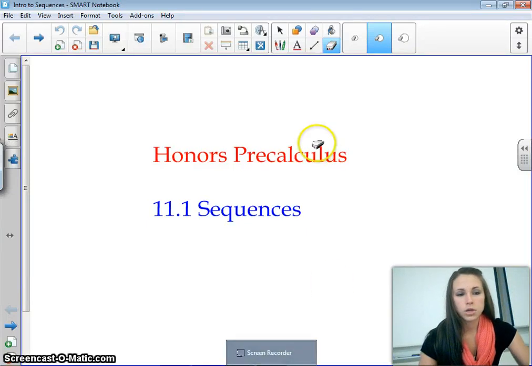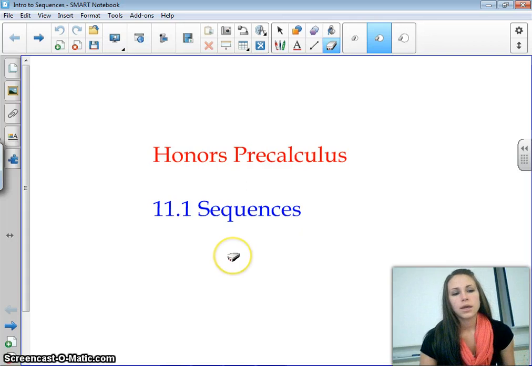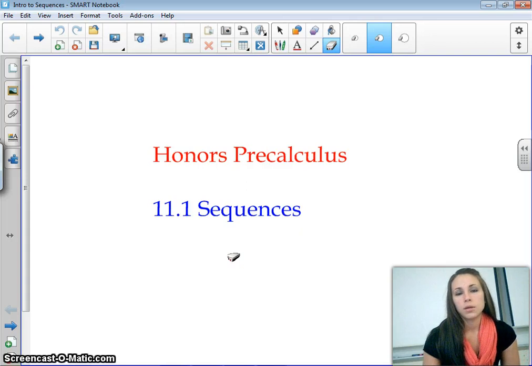Okay, so we're going to start a new unit on sequences. And sequences hopefully won't be too hard. I think they're pretty easy. So we're just going to start looking at real basic stuff, and then we'll get on into some harder things later. But this first lesson should be pretty easy.